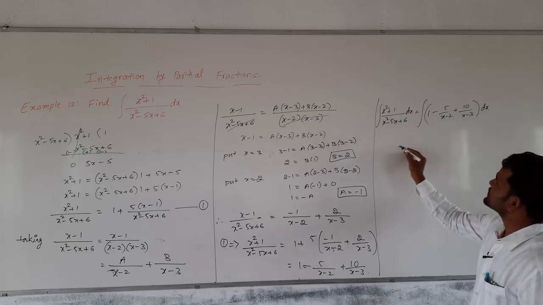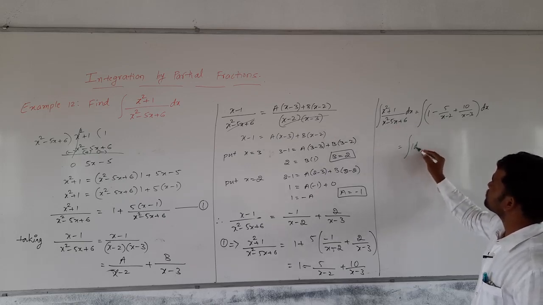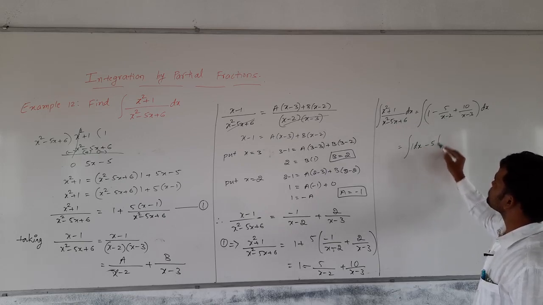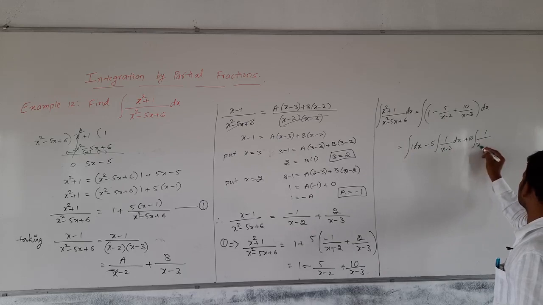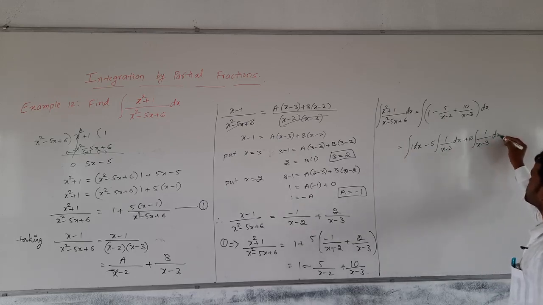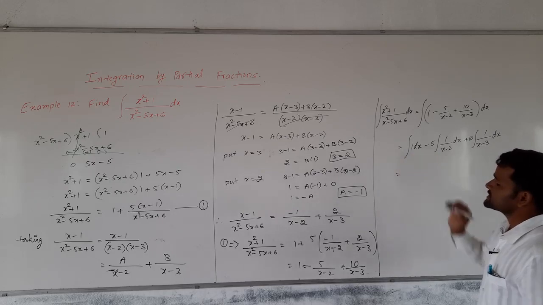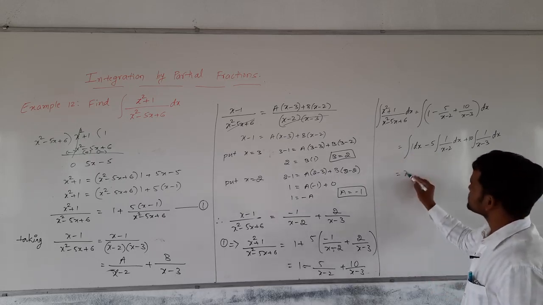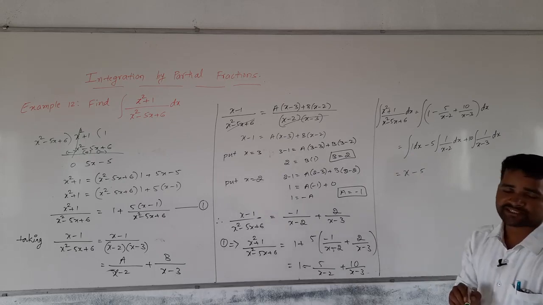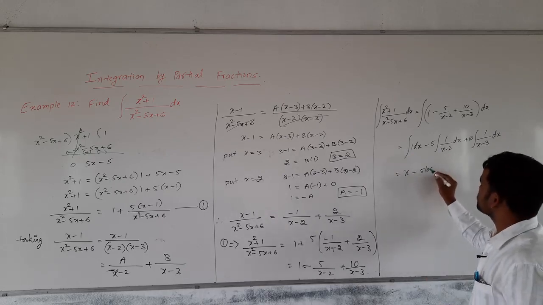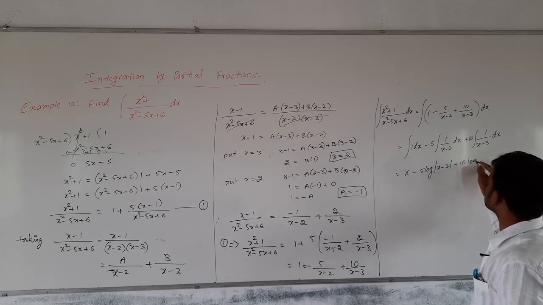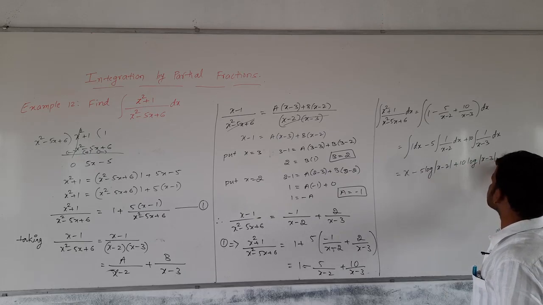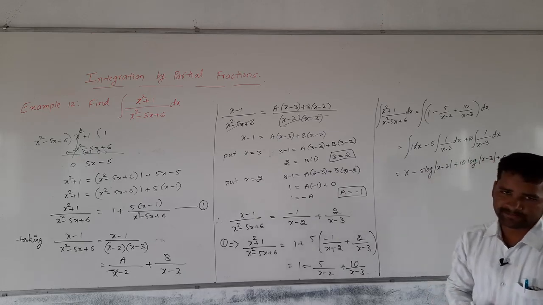Okay, here a sum of 3 integrals is there. First one, integral of 1 with respect to x. Second one is minus 5 outside, integral of 1 by x minus 2 with respect to x, plus 10 outside, 1 by x minus 3 integrating with respect to x. What is integration of 1 with respect to x? x. Minus 5 into integration of 1 by x minus 2 with respect to x is log of modulus of x minus 2, and plus 10 into log of mod of x minus 3. Integration completed, put plus c.